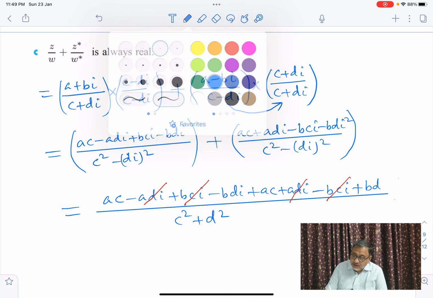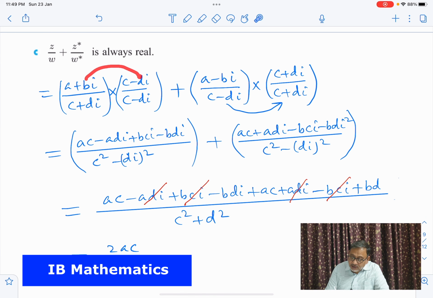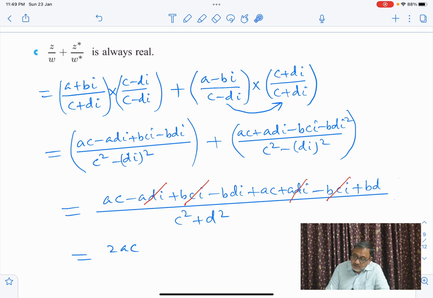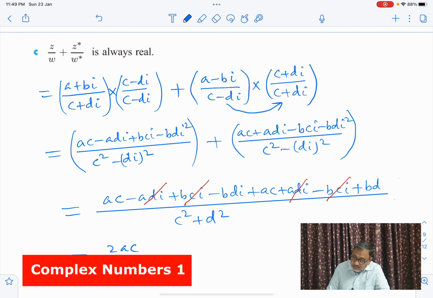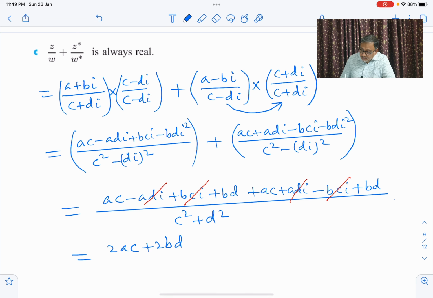So what we are left with are only real parts. So the real parts are AC and AC, 2AC. Okay, this AC and this AC is 2AC. And here also I made a mistake. Look here, BDI square minus BDI square. So here I should have written I square. So good that I checked it. So it will be plus BD, okay, minus and minus plus BD, there will not be any I. So now plus BD and plus BD will be plus 2BD over C square plus D square, okay. Now this is all real, so which is a real number, okay.